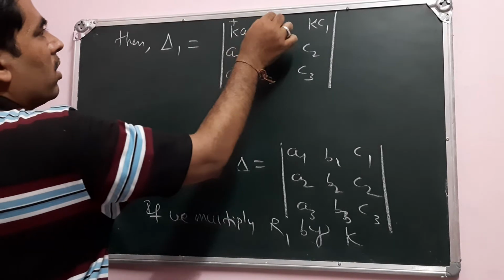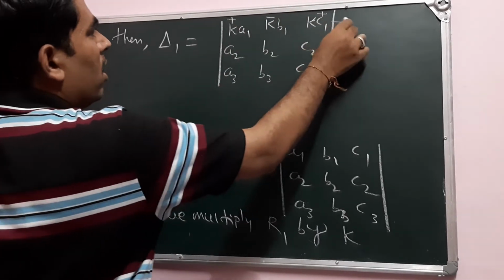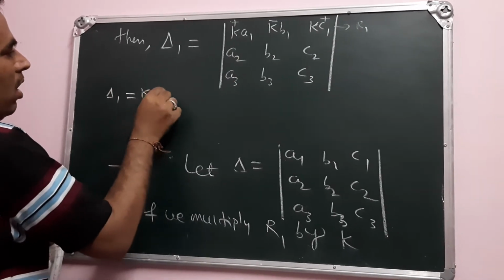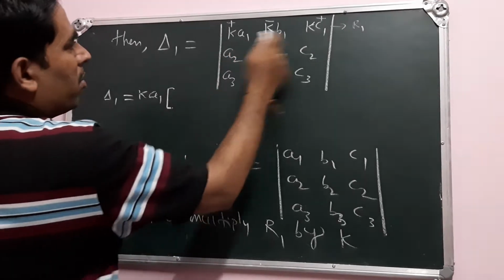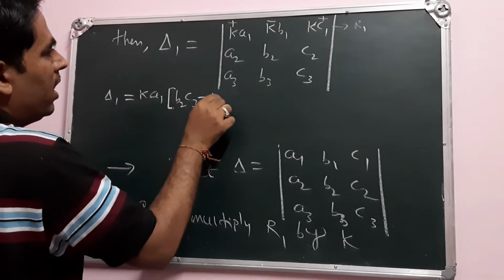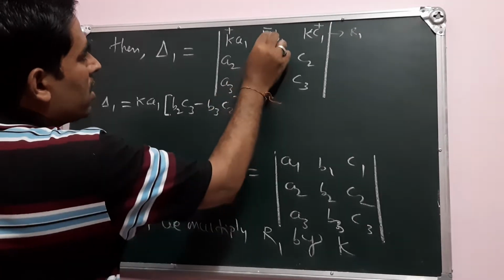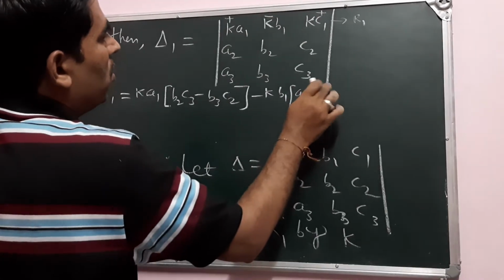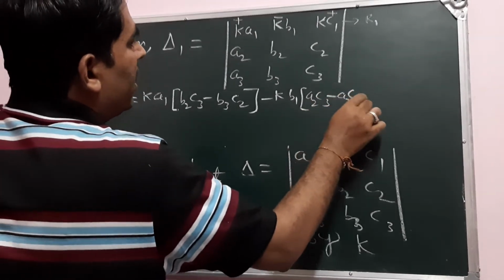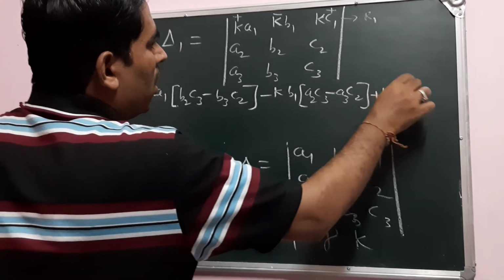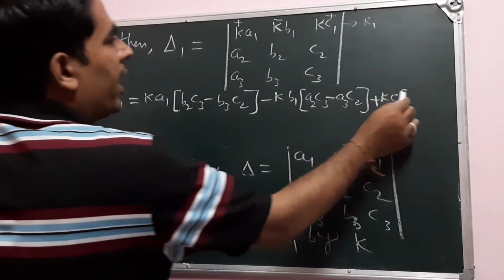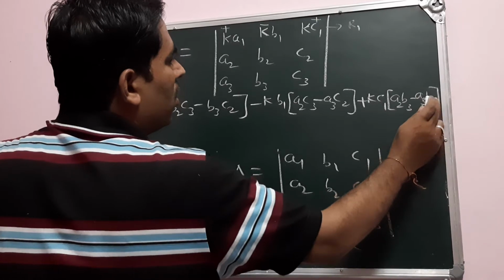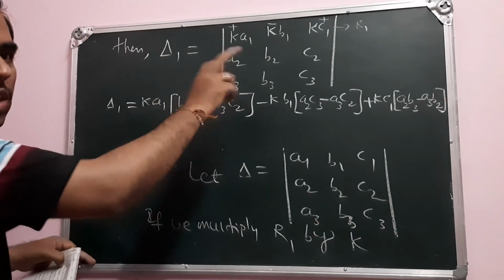So now let us expand this along first row. See what happens. Delta 1 is equal to ka1, like this. You leave this column and this row, so you get b2 c3 minus b3 c2. Next minus kb1 into, leaving this column and this row, a2 c3 minus a3 c2, plus kc1, this column and this row, so you get a2 b3 minus a3 b2. So this is the expansion of this.